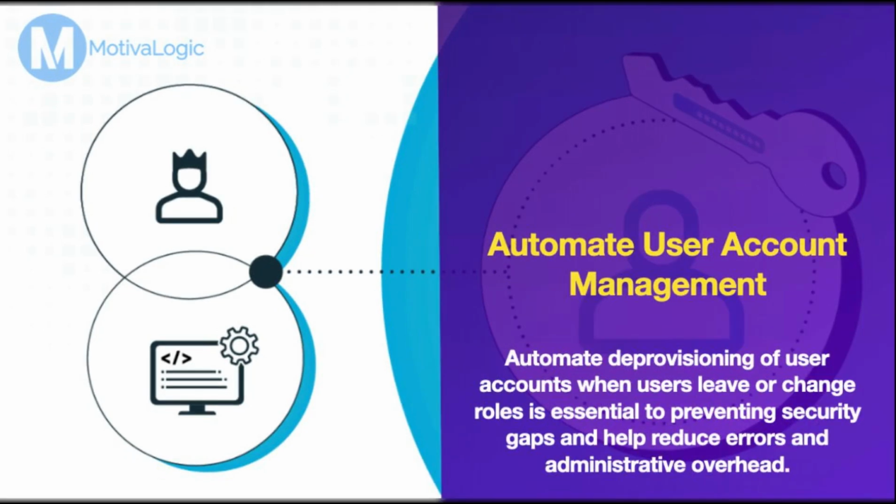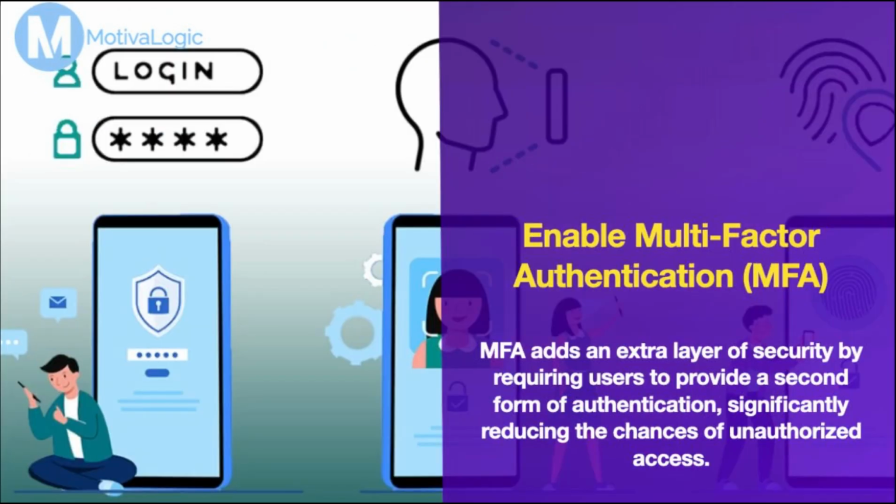Automate user account management. Efficiently managing user accounts, especially deprovisioning when users leave or change roles, is essential to preventing security gaps. Automating user account management can help reduce errors and administrative overhead. Enable multi-factor authentication, MFA. MFA adds an extra layer of security by requiring users to provide a second form of authentication, significantly reducing the chances of unauthorized access.